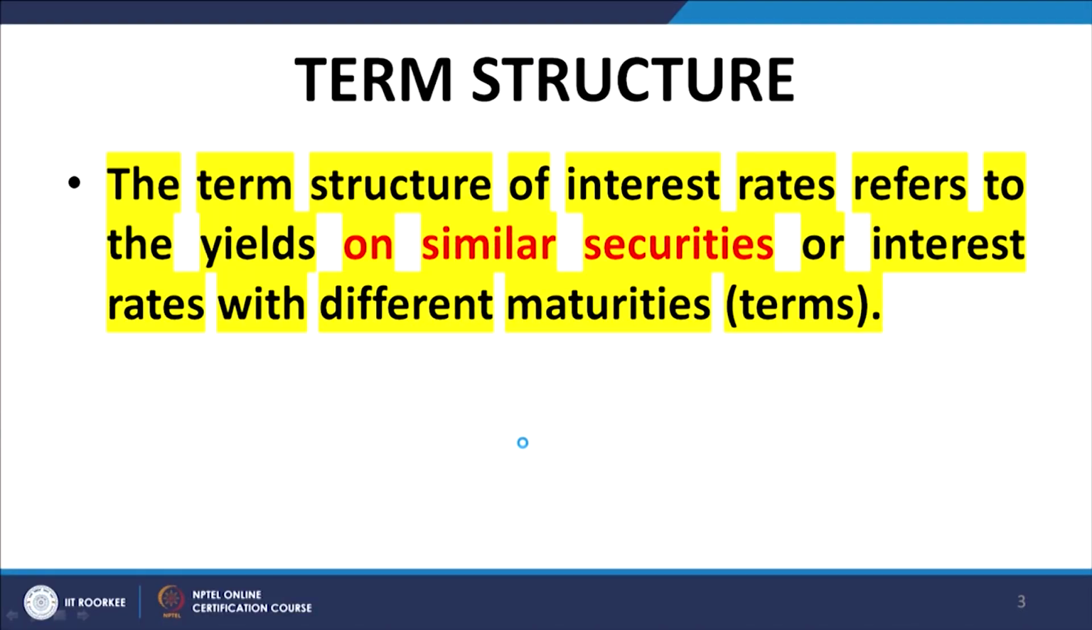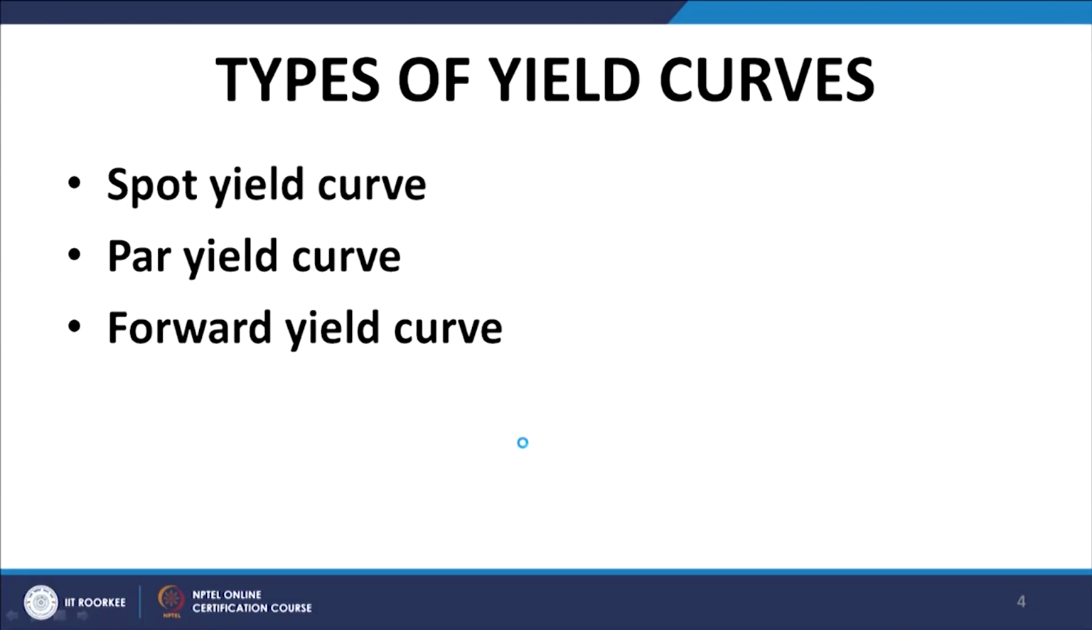The term structure I have already introduced. The term structure of interest rates refers to the yields on similar securities or interest rates with different maturities. The functional relationship between the maturity and the corresponding interest rate is called the term structure. Now, there are different types of yield curves. We have the spot yield curve, the par yield curve and the forward yield curve. Each of these yield curves is a diagrammatic representation of the interest rates corresponding to different maturities.